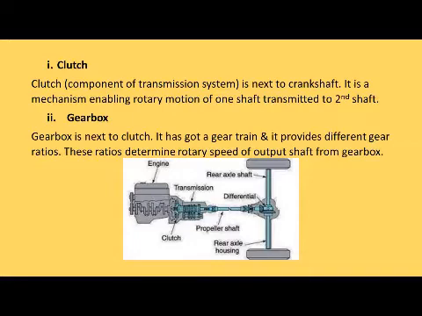Clutch. The clutch, a component of the transmission system, is next to the crankshaft. It is a mechanism enabling the rotary motion of one shaft to be transmitted to a second shaft. Gearbox. The gearbox is next to the clutch. It has a gear train and it provides different gear ratios. These ratios determine the rotary speed of the output shaft from the gearbox.